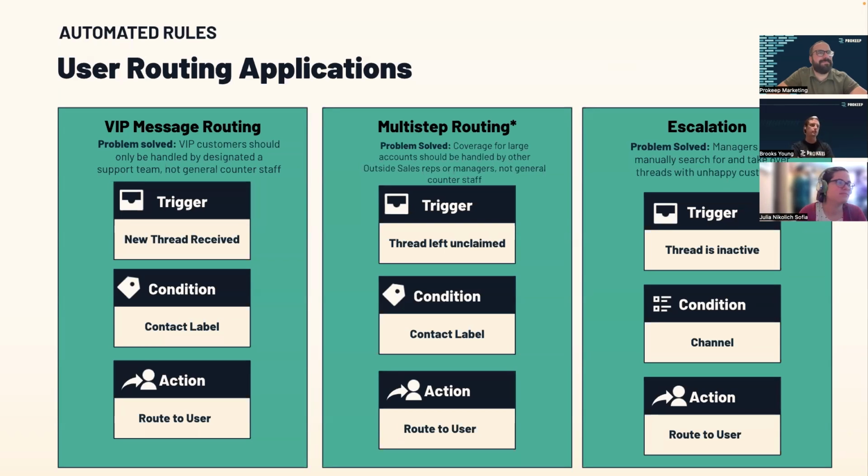So that trigger is based on a new thread, having that contact have a specific label and a tag, and then boom, go straight to that user. The multi-step routing, this is one that I mentioned as well, is if that thread is left unclaimed, you can set that for minutes, hours, days, etc. Probably want to do minutes to make sure that customer is gotten back to as soon as possible. So that's a great one to be able to route to a different user or a group.